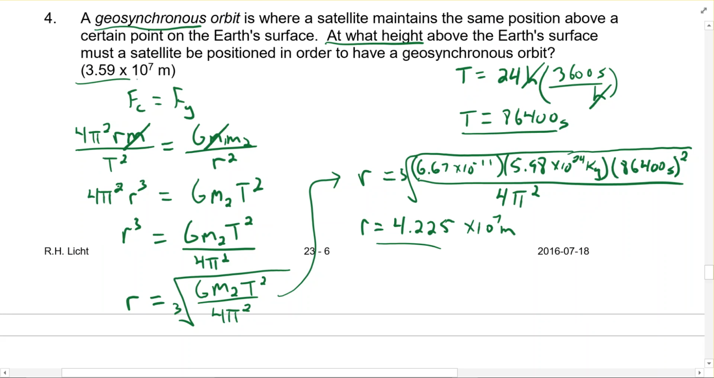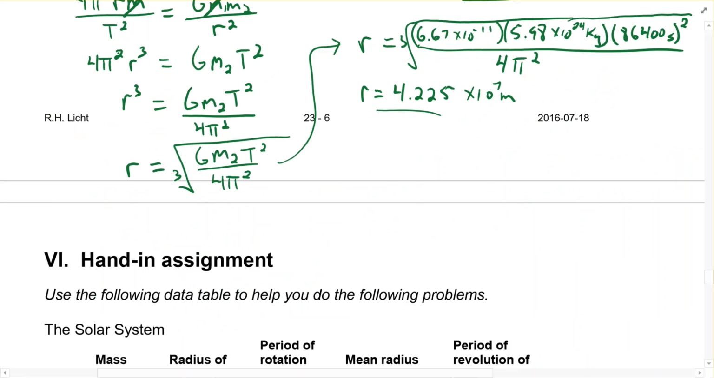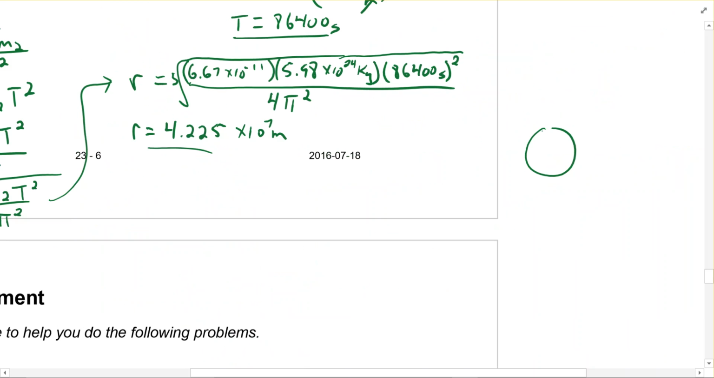And that's not the same as our answer up here, is it? Well, the reason for that is because what we just found, this is the Earth, right? And this is our satellite up here. We just found from there to there. That's what R was, right? What the question's asking for is the height above the surface. So what we need to do is subtract the radius of the Earth.